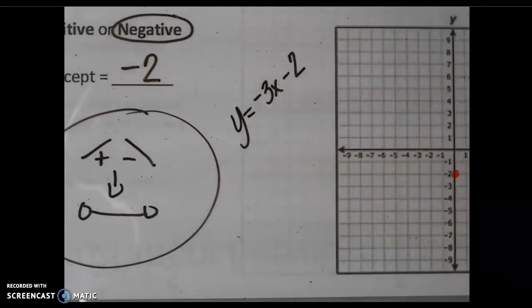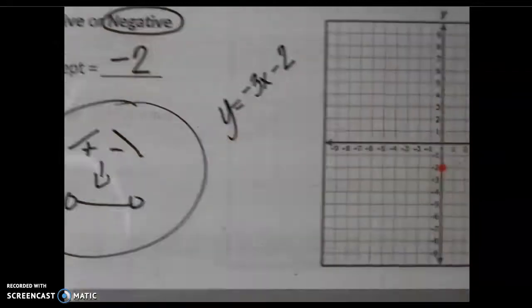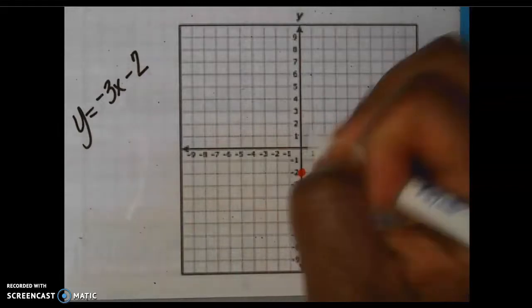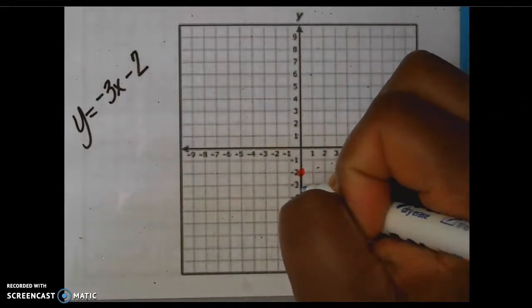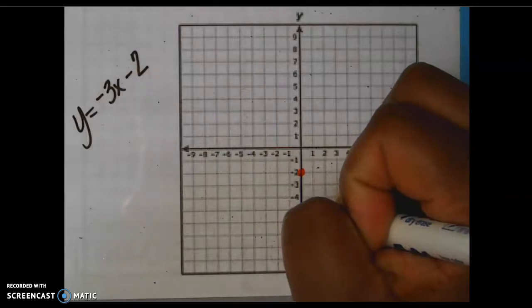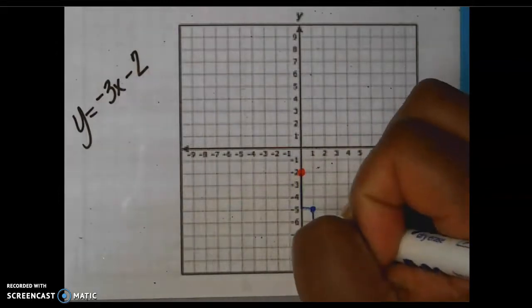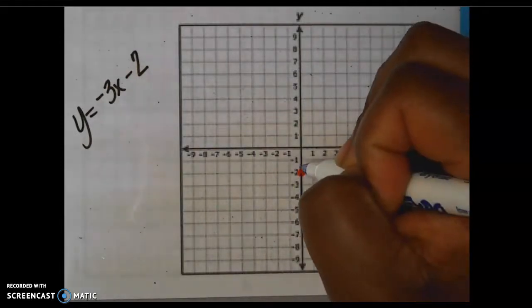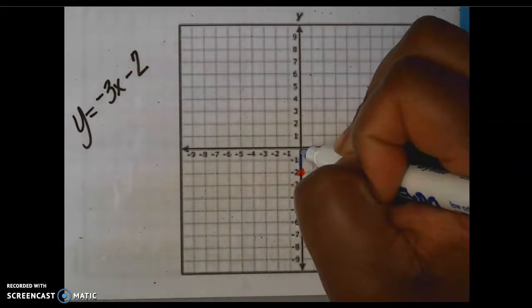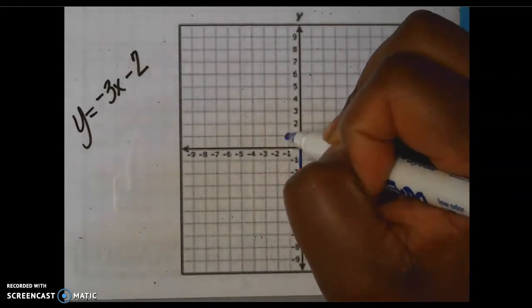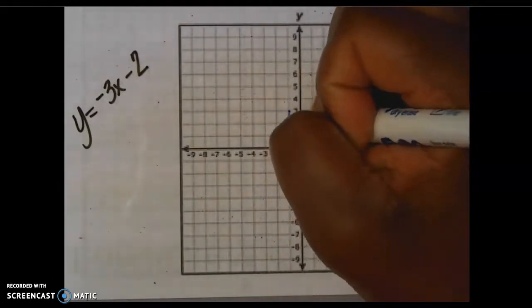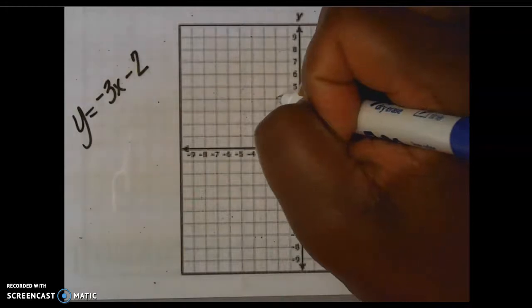Now, just a reminder, we know our line needs to go in this direction because it is negative. So I'm going to go down 3, because that's my rise. Down 1, 2, 3, over 1. That's my new point. Even to go backwards, go up 3, 1, 2, 3, over 1.